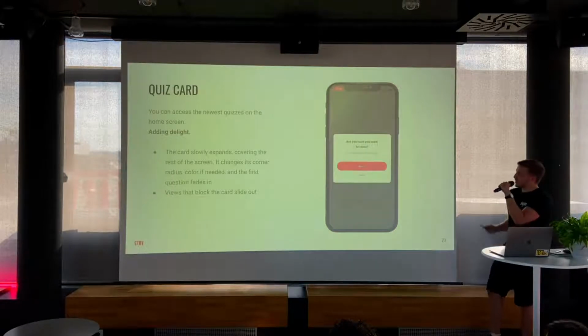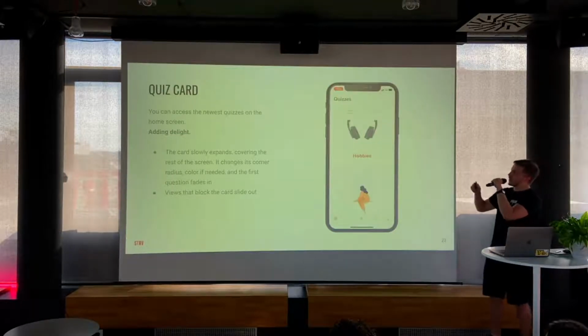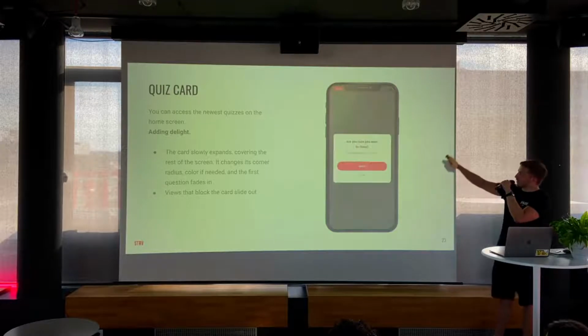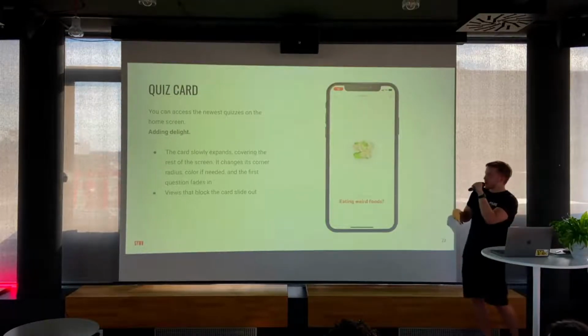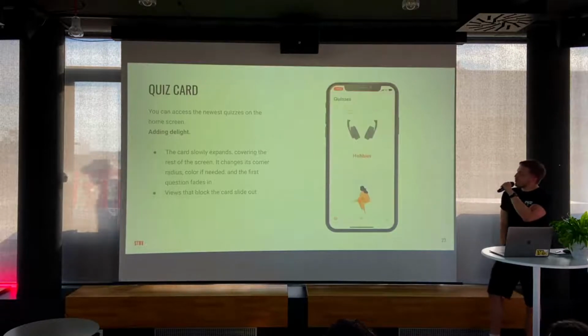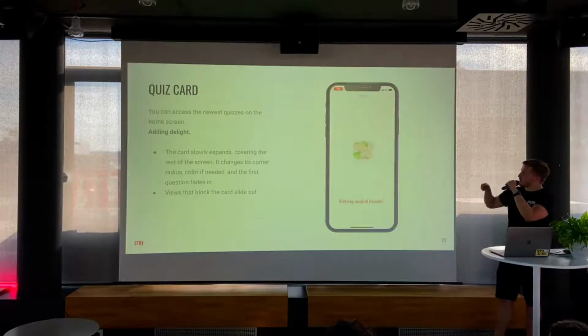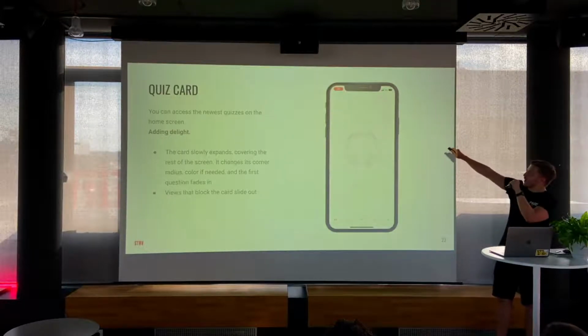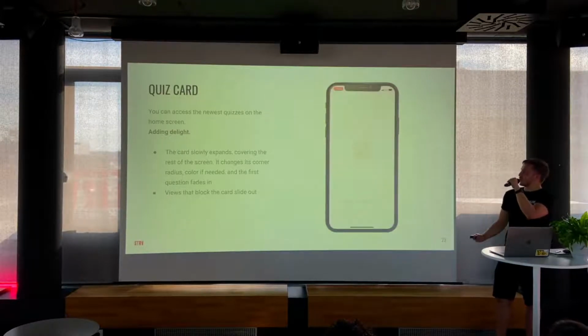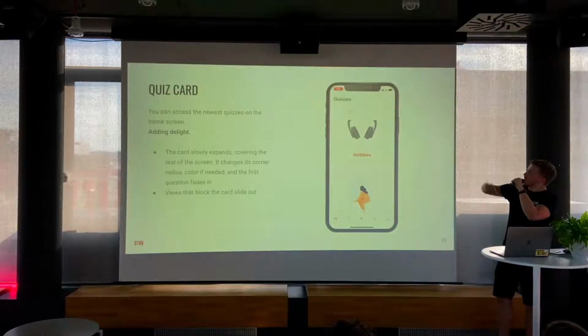And so you can see when you select the card, it slowly expands, covering the rest of the screen. It changes its properties to match the rest of the app. And the first question fades in. See that if the card is blocked by any other view, this view slowly slides out.